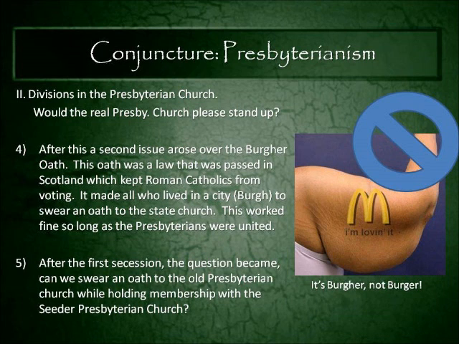Now, not long after this, we're going to have another problem. And this is an issue involving another church-state issue called the Burgher Oath. Now, don't confuse this word burgher with hamburger. By burgher, we simply mean a city, a burgh. And this is what the Burgher Oath was. The Burgher Oath was initially passed in Scotland to keep Roman Catholics from voting. And the law went like this.